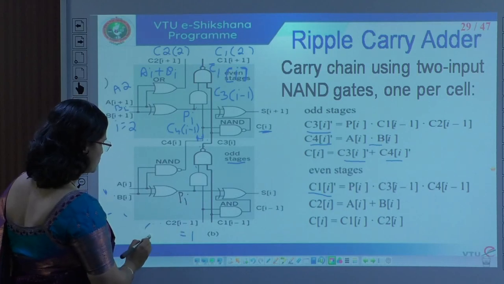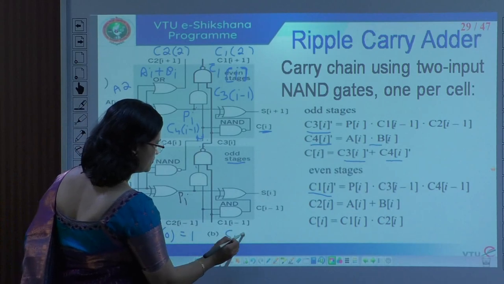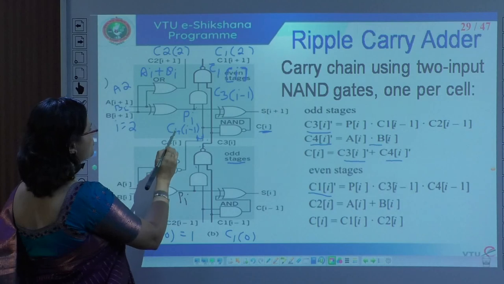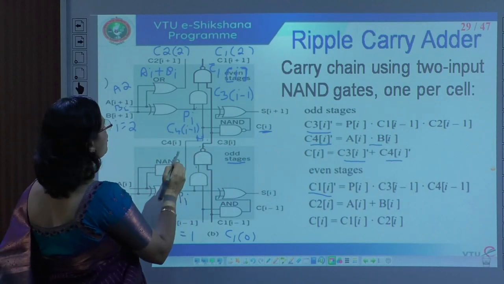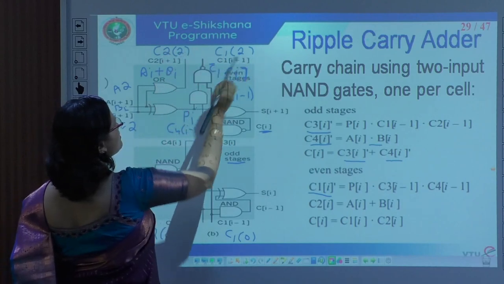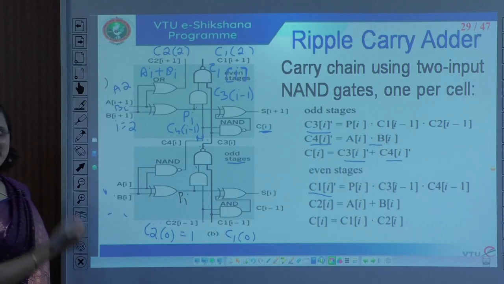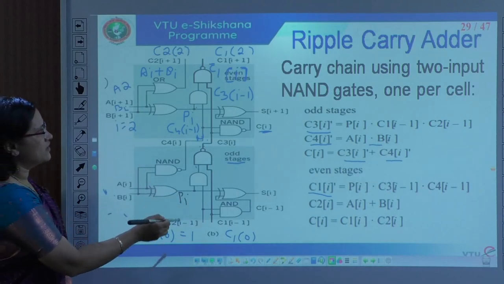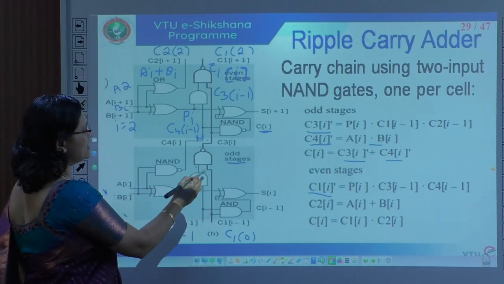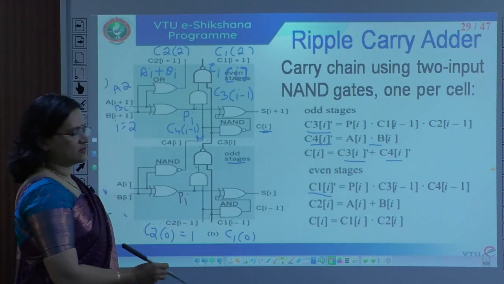So here, if you substitute I equal to 1 initially, this will become C2 of 0 and this will become C1 of 0. Here I will get C4 of 1 and C3 of 1. And here this will become C2 of 2 and C1 of 2. So this is how we can also realize a ripple carry adder by using the odd and even stages. And this bold line is a fast string line and is implemented with NAND gates.